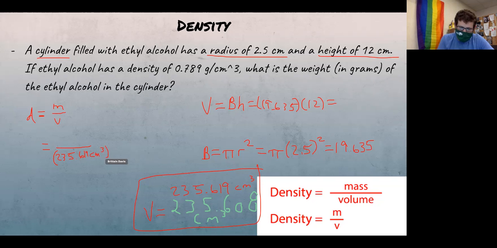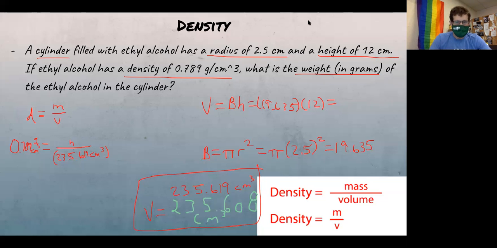Now, the density has a unit of grams per cubic centimeter. So the density goes right here, 0.789 grams per cubic centimeter. And what we don't know is the weight. That's what it's asking for. So I'm going to put the mass right here. So weight, mass, for our purposes, are the same thing. Okay, so to solve this, it's just algebra. All right, but I do want to go a little bit more into it because this is the mass.